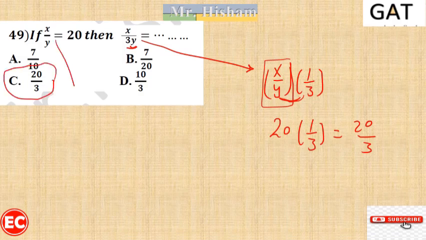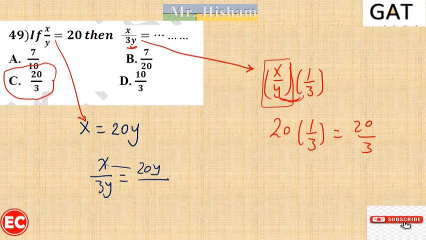Another thing, from this one, I can say that x is equal to 20y after cross multiplying. So x over 3y, by replacing x with 20y over 3y and canceling the y, it's 20 over 3. So you have two methods to solve this question, the one in red and the one in blue.